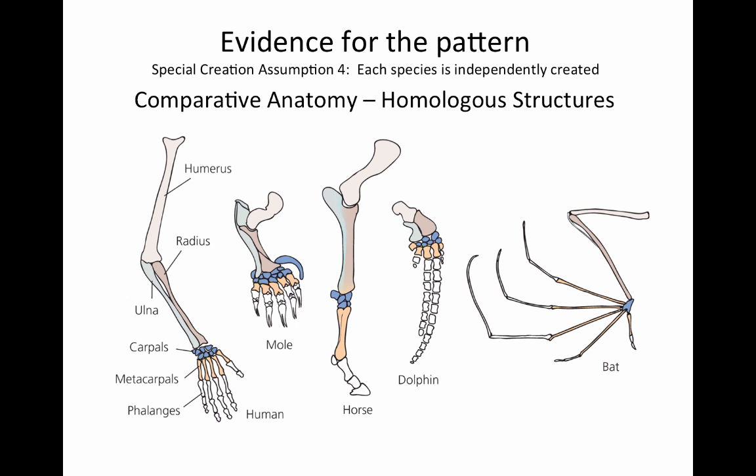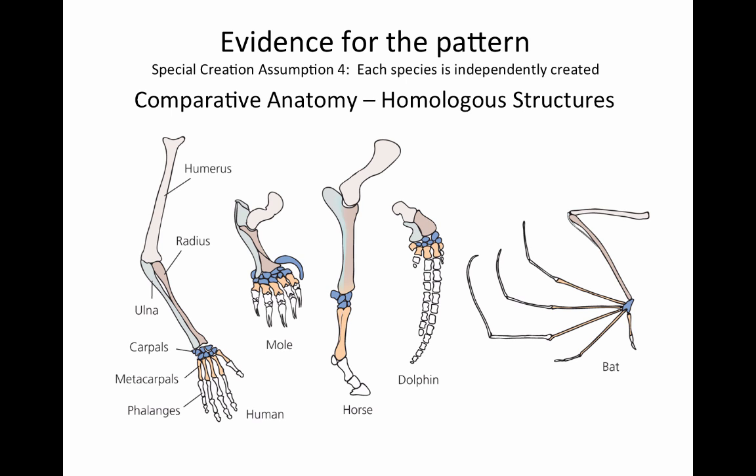which are the turtles. The fourth prediction made by special creation is that each species was independently created in a separate act of creation, and so you'd expect each organism to have its own blueprint well suited to what the creator had in mind for that organism's role to be.